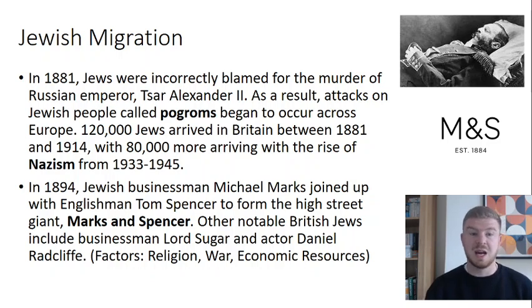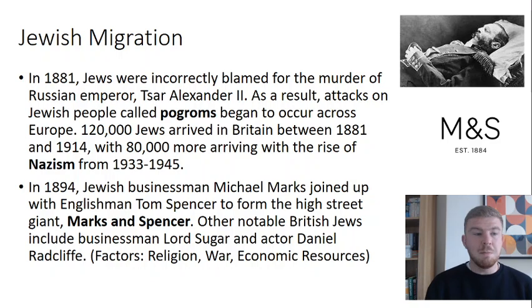And then 80,000 more arrived with the rise of Nazism, as Adolf Hitler began to persecute Jews and bring in laws that firstly threatened their independence, but then as the war and his rule progressed, they began to threaten the mere existence of any Jewish people.